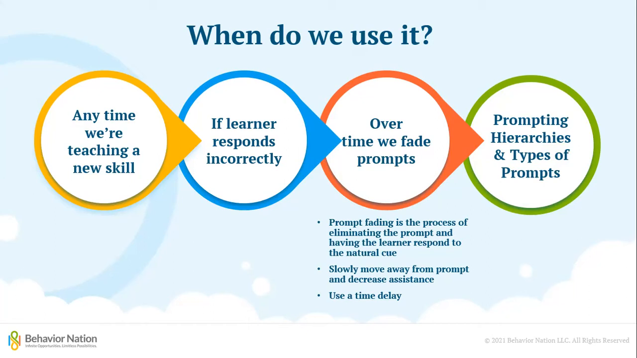We also want to make sure we fade prompts, that way our learners do not become prompt dependent. Prompt fading is the process of eliminating the prompt and having the learner respond to the natural cue. You can do this by slowly moving away from the prompt and decreasing assistance. You can also do this by inserting a time delay. This looks like giving a direction and waiting for the learner to complete the direction. Moving on, we will be discussing prompting hierarchies and the different types of prompts.